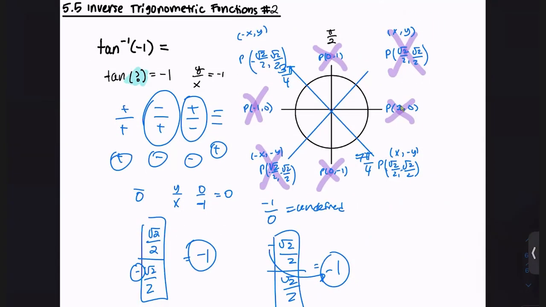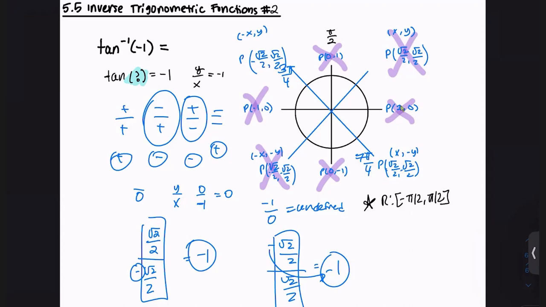Now we have a problem. We have two values, and we don't know which one to choose. And this is where my star points come in. So stars are basically just things that you have to remember or memorize or know in order to solve these problems, like the fact that the range for the arctangent function is -pi/2 to pi/2.